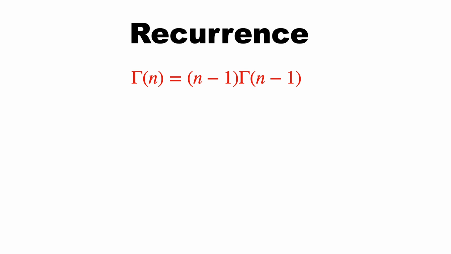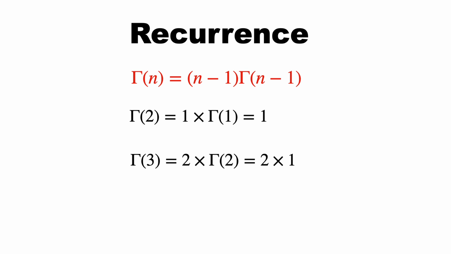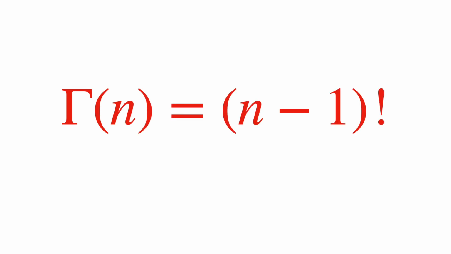Starting with Gamma of 1 equals 1, we can show Gamma of 2 equals 1 times Gamma of 1 equals 1, Gamma of 3 equals 2 times Gamma of 2 equals 2 times 1, Gamma of 4 equals 3 times Gamma of 3 equals 3 times 2 times 1. In general, Gamma of n equals n minus 1 factorial. This proves that for any positive integer n, the gamma function evaluated at n equals the factorial of n minus 1.